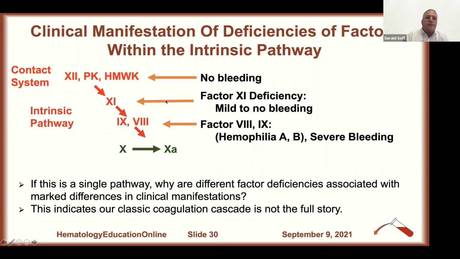Factor 11 deficiency is associated with mild to no bleeding, but some of these patients will have mild bleeding, in particular post-surgery. And factor 8 and factor 9 deficiencies, the classic hemophilia A and hemophilia B, are associated with severe bleeding. So if 9 gets activated by 11 and 11 gets activated by 12, why would there be such a dramatic difference in severity based on the deficiencies of these factors?